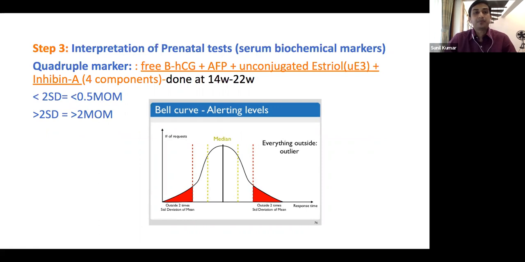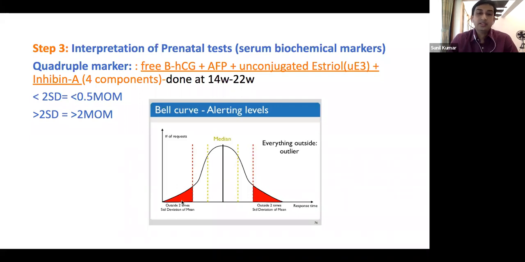In step 3, we are going to study how to interpret the prenatal test, that is serum biochemical markers. Most of the time, I see that when a report comes, it is very difficult for a treating physician, or even for a radiologist or a gynecologist, to read the report of serum biochemical markers. Let us study how to read a quadruple marker test. As I already discussed, the quadruple marker has 4 components: free beta HCG, AFP, unconjugated estriol, and inhibin A. This study is done between 14 weeks to 22 weeks.